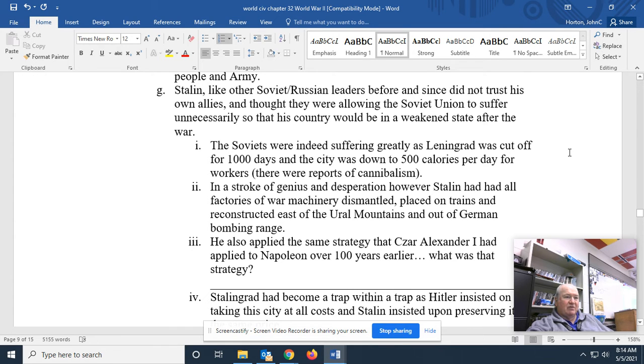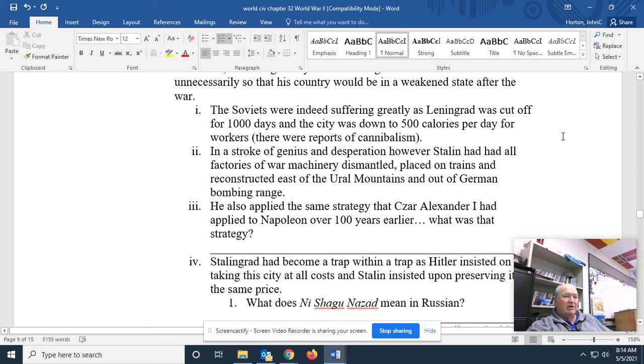The Soviets were indeed suffering greatly, as, for example, Leningrad was cut off, surrounded for 1,000 days. I read a book when I was a kid called The 1,000 Days, and it was about the siege of Leningrad. And as it says, we're down to 500 calories per day for workers. How much is that? A Big Mac is 540 calories. Yeah, 500 calories a day is not much, especially if you're working. And yes, there were reports of cannibalism inside the city of Leningrad. The horses disappeared first, then the dogs, then the rats, and yeah, cannibalism.